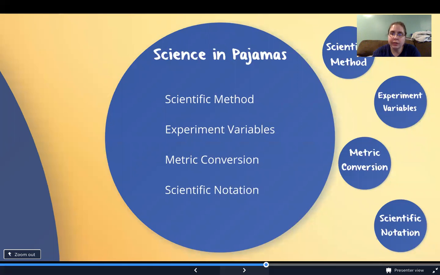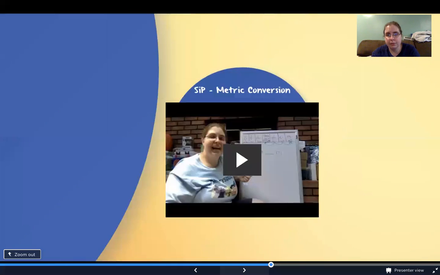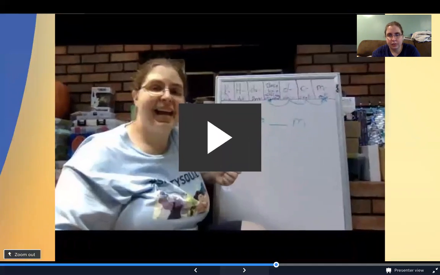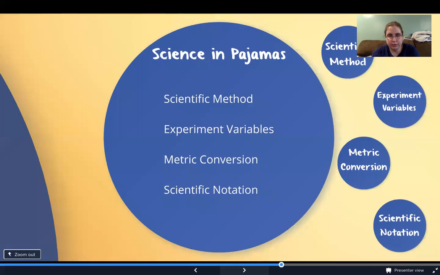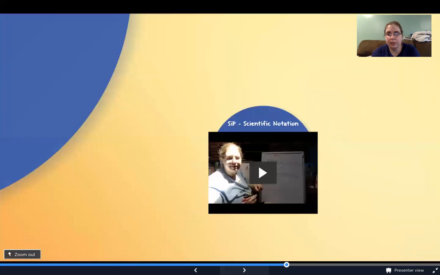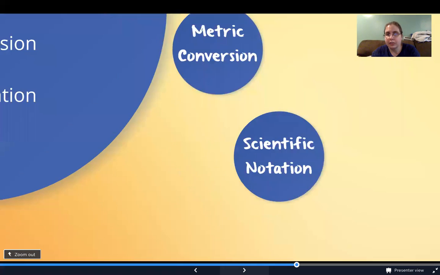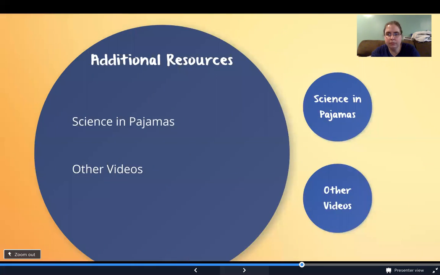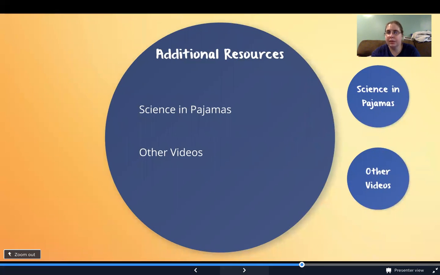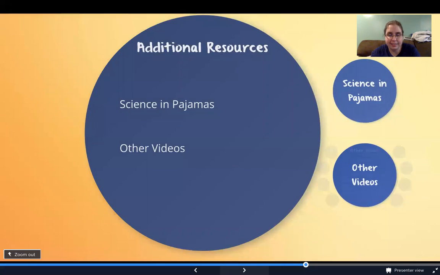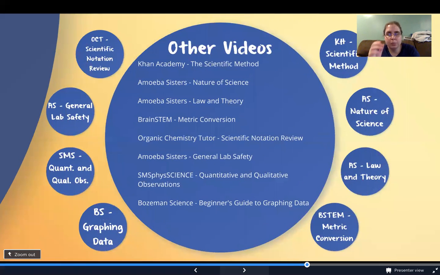Have one showing you how to do metric conversions. So definitely check that one out if you're not sure. And we also have one on how to do scientific notation. Again, if you still need some help with that, definitely check that video out. And so I'm not just shamelessly self-promoting myself, I do have a whole bunch of videos from other sources.